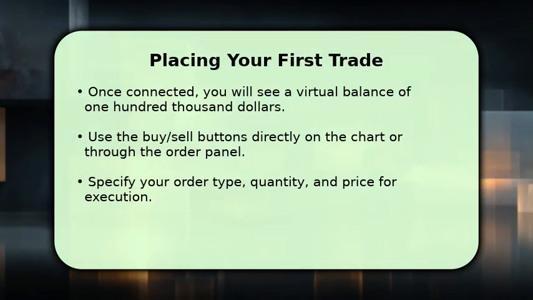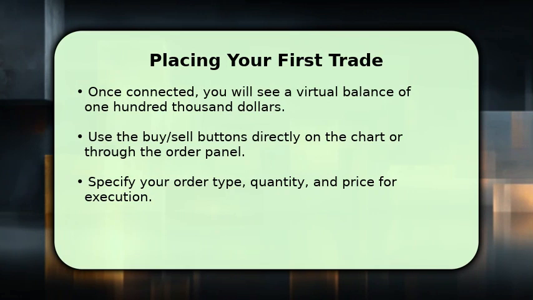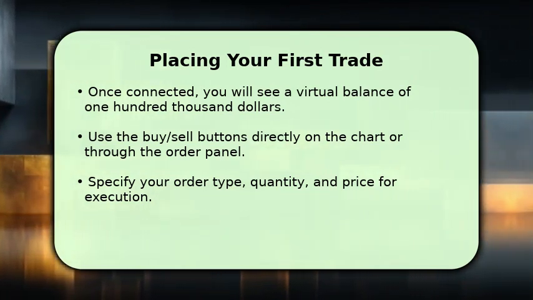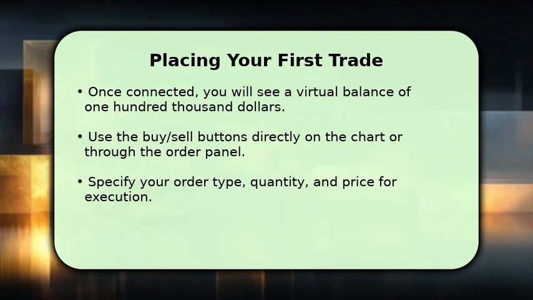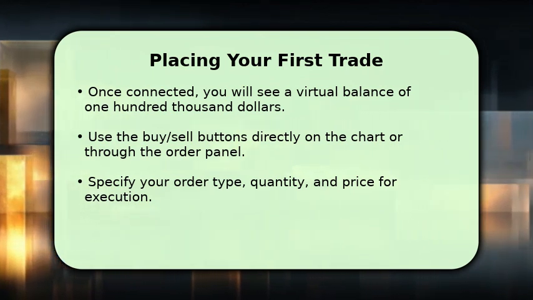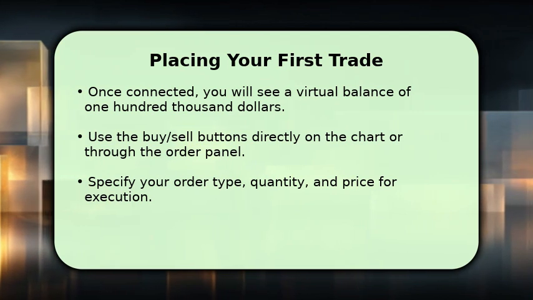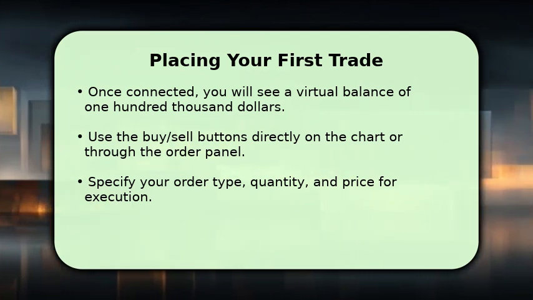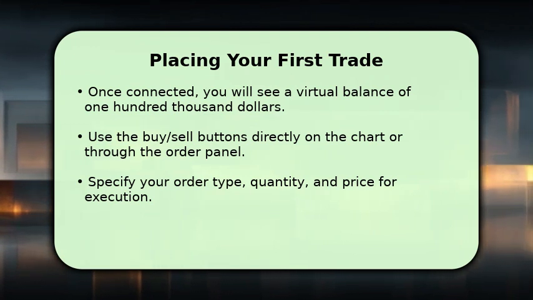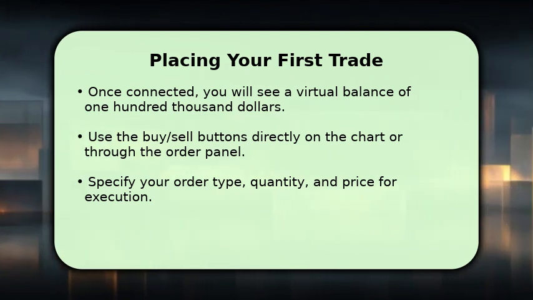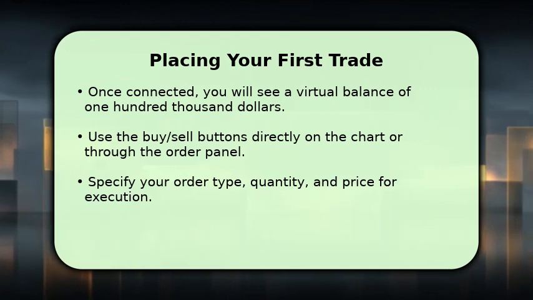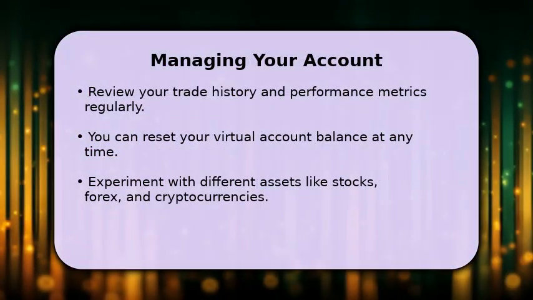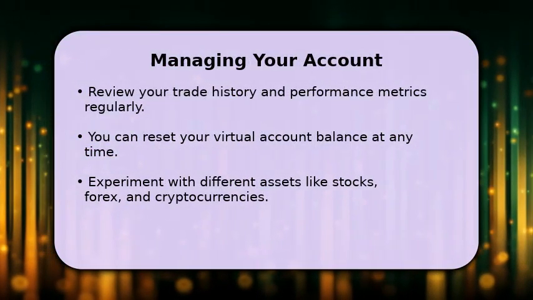With your paper trading account connected, you will immediately see a virtual balance of $100,000. To place a trade, you can use the intuitive buy and sell buttons directly on the chart, or utilize the more detailed order panel. Here, you'll specify your desired order type, the quantity of shares or contracts, and your entry price. After execution, you can easily monitor your open positions and track your virtual profit or loss within the trading panel. Managing your paper trading account is straightforward.